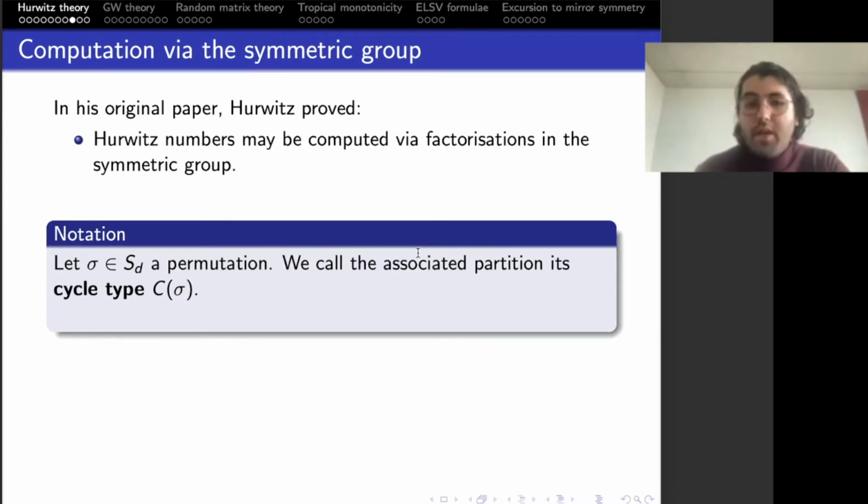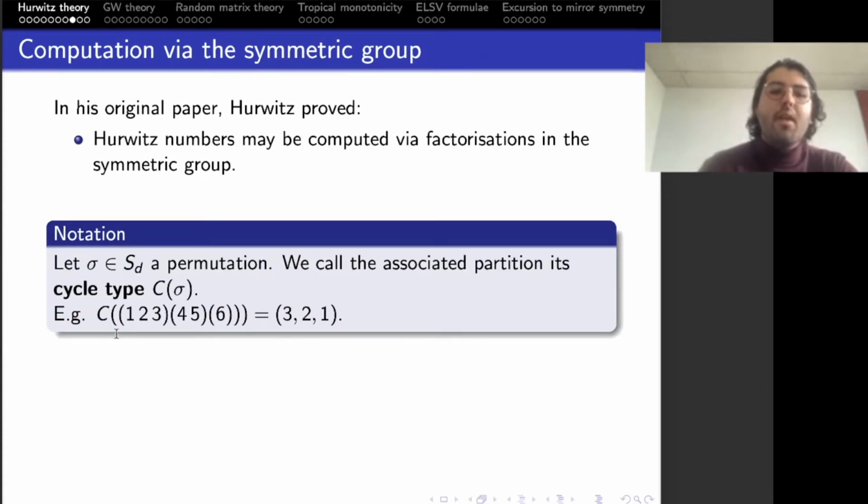We call this the so-called associated partition, the cycle type C of sigma. If you don't know what the cycle type C of sigma is, it is simply the partition that corresponds to the conjugacy class of sigma. If you also don't know what that is, I will simply show you in an example, and you will immediately understand what the cycle type is.